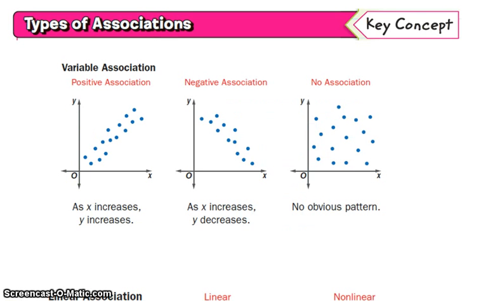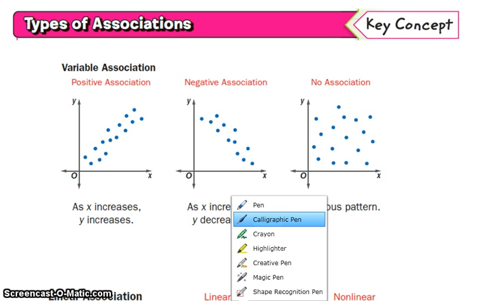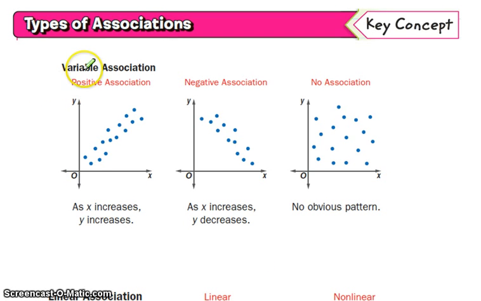Now, here comes sort of the new part for you guys. You guys have done scatter plots before, but what we're going to do now is analyze them. What does this scatter plot tell us? There are three things we're going to look at when analyzing a scatter plot. The first thing we're going to look at is called variable association.